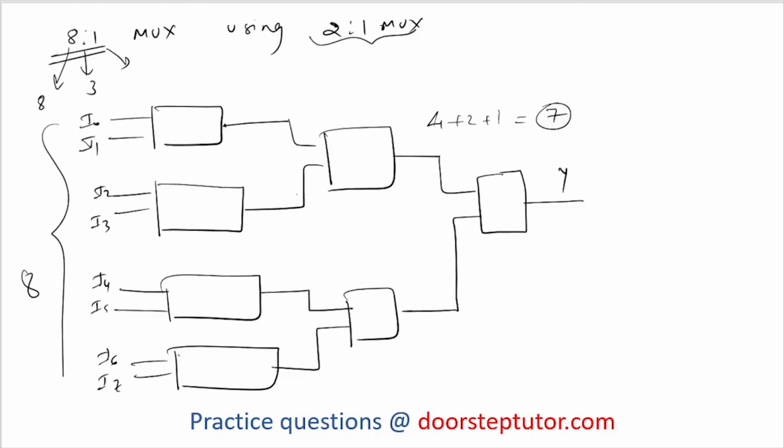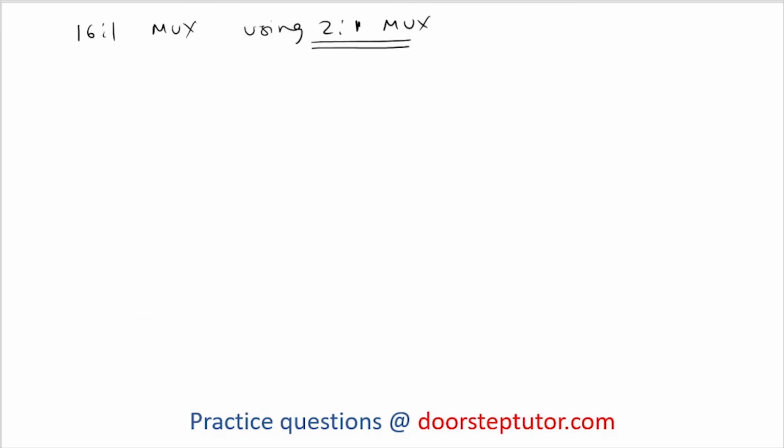But if I ask how many 2 cross 1 mux are required if we want to implement 16 cross 1 mux, then this procedure becomes quite complicated. We can't do this in this manner. So for that, we have another approach to solve it. This method is different, in which suppose we have to implement 16 cross 1 mux using 2 cross 1 mux.